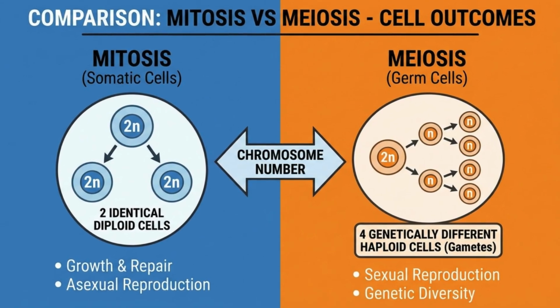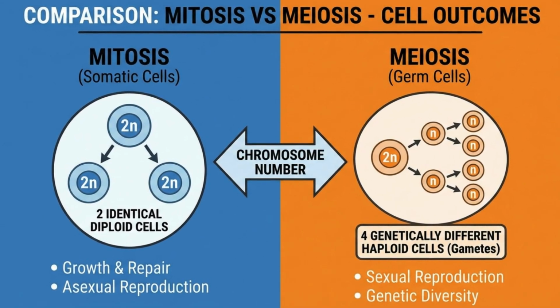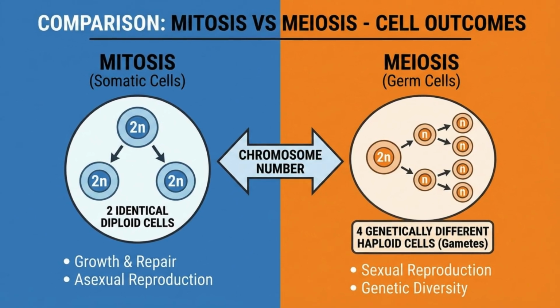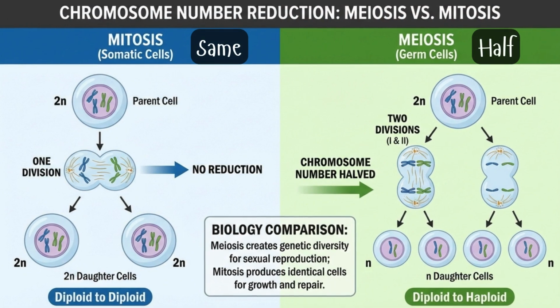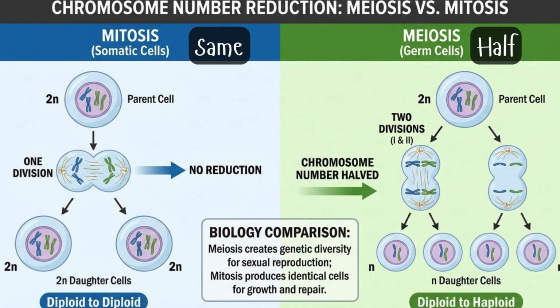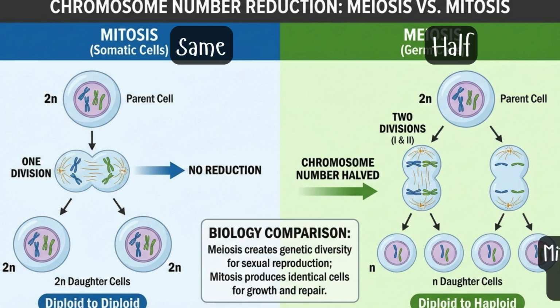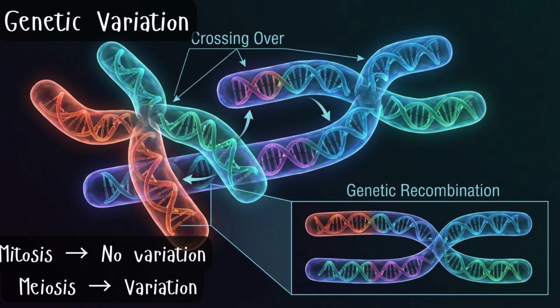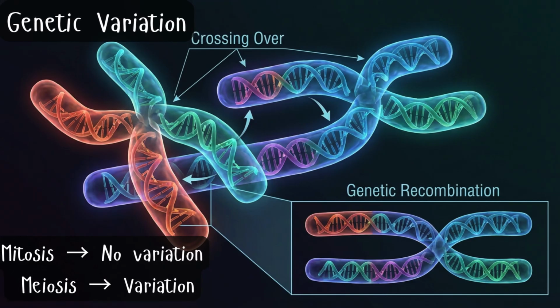One major difference is that mitosis produces two identical cells, while meiosis produces four genetically different cells. In mitosis, the chromosome number remains the same, but in meiosis, it is reduced by half. Meiosis introduces genetic variation through processes like crossing over, while mitosis does not.